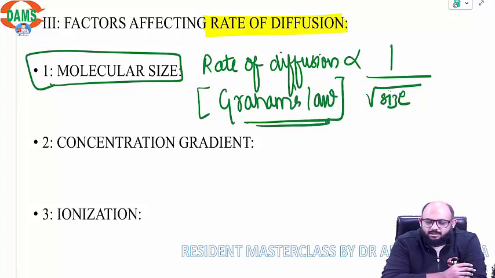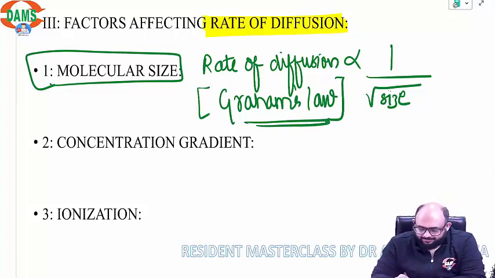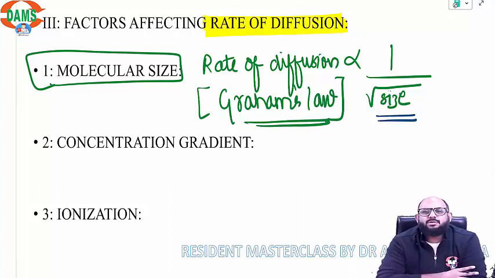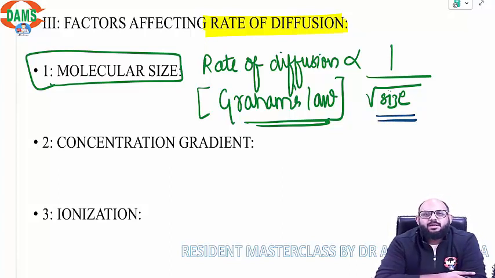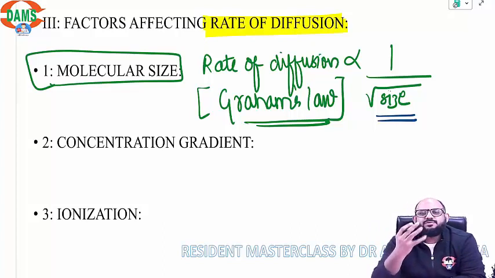This is called Graham's law. That means the more the size, the less the rate of diffusion; the less the size, the more the rate of diffusion. And we'll see later on that if you are using drugs, then if the size is less than 1000 Dalton, it very easily passes the cell membrane. If it is more than 1000 Dalton, then it is very difficult.